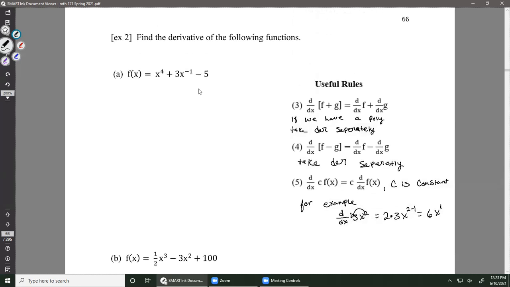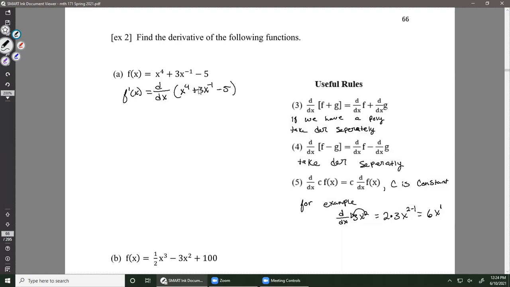All right, so let's go through these together. I'm going to show way more work than I expect you guys to show on the test. I just want to show you how these rules are being used. So if we're taking the derivative, we get f prime of x, and we want the derivative with respect to x of x to the fourth plus 3x to the negative 1 minus 5.